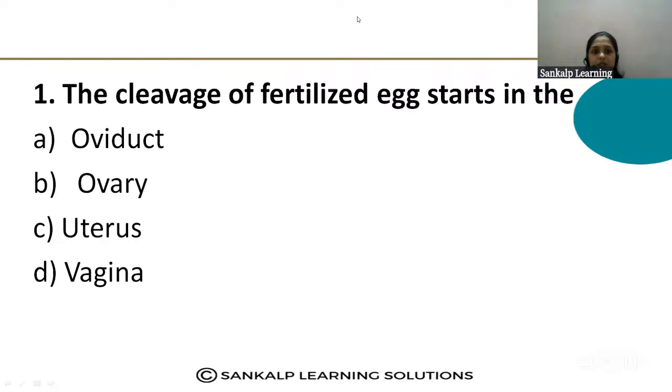First question: the cleavage of the fertilized egg starts in. The fertilized egg is called a zygote. Cleavage of the zygote means mitotic division, so the dividing of this zygote will start at option A oviduct, option B ovary, option C uterus, option D vagina. So where does it start?